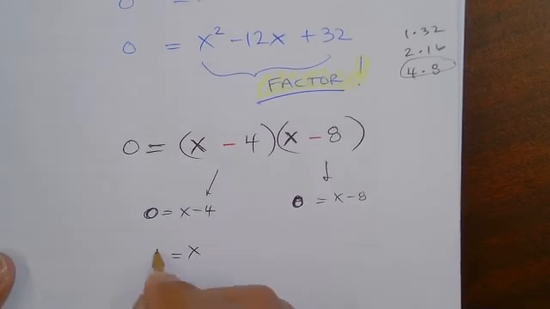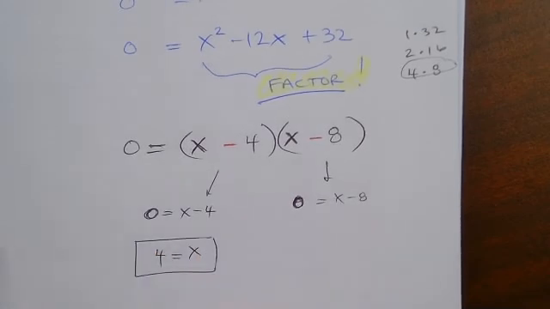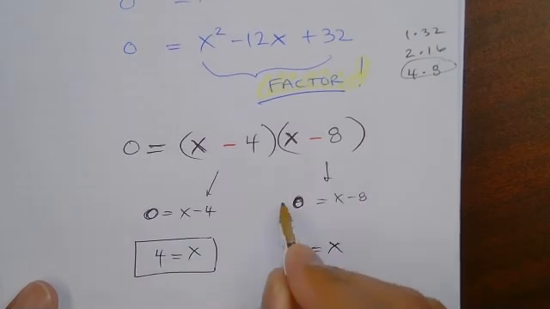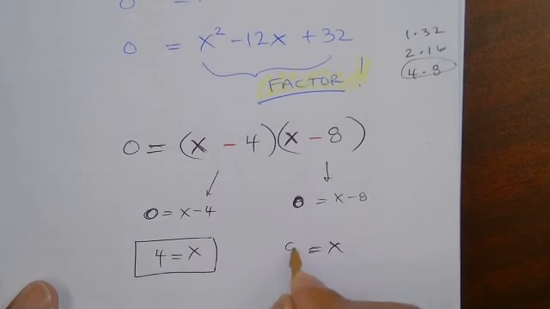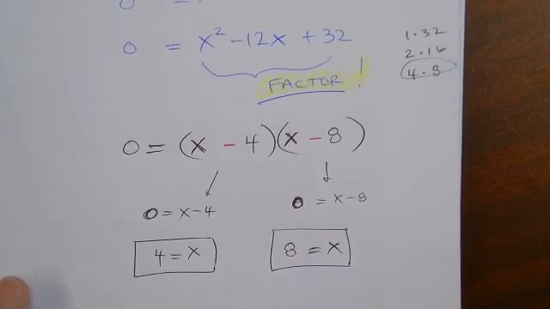But that's the reason why. So what are the 2 possible solutions that are going to happen here? X equals what? Positive 4? Because you move the negative 4 to that side. And this one's going to be x is equal to what? Positive 8? Yeah?